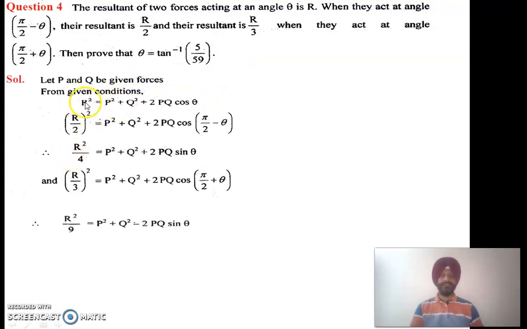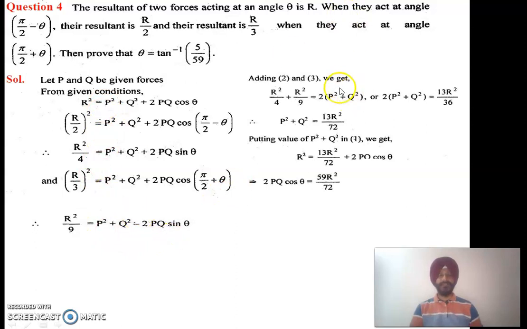Just see. So first case, R square is equal to P square plus Q square plus 2PQ cos theta. Second case, R by 2 square. Second time, resultant is R by 2: P square plus Q square plus 2PQ cos of angle pi by 2 minus theta, and simplify, we got this. Third time we have R by 3 square, P square plus Q square plus 2PQ cos, and now angle is 90 plus theta, so we put 90 plus theta. So simplify these three. When we simplify these three, adding second and third, second is R square by 4 and third one is R square by 9.